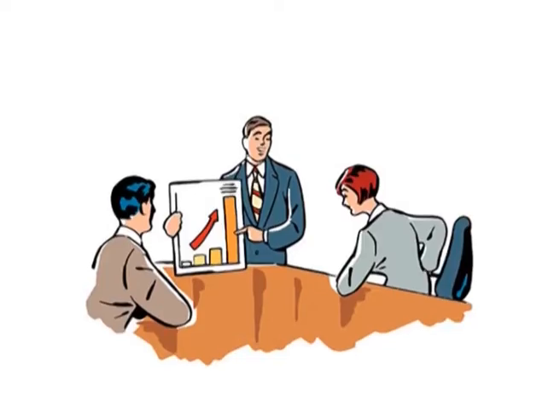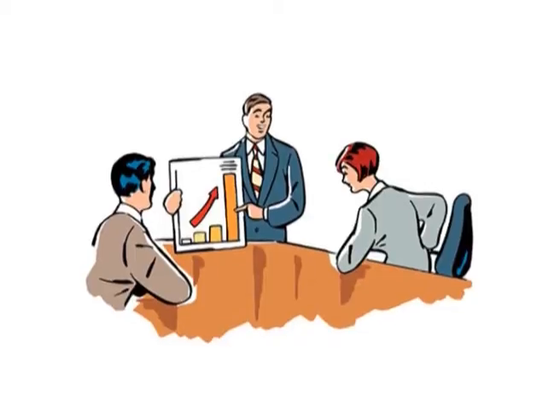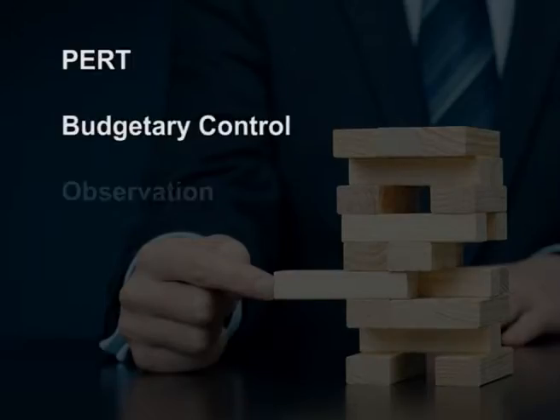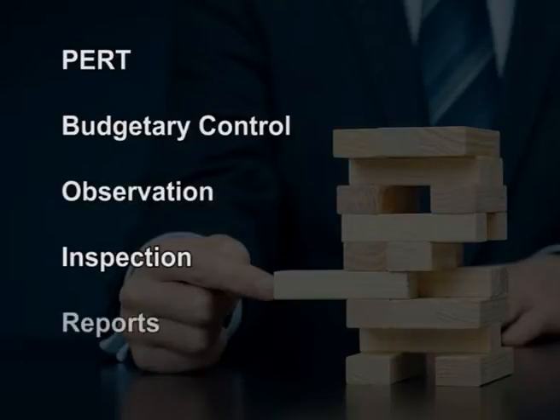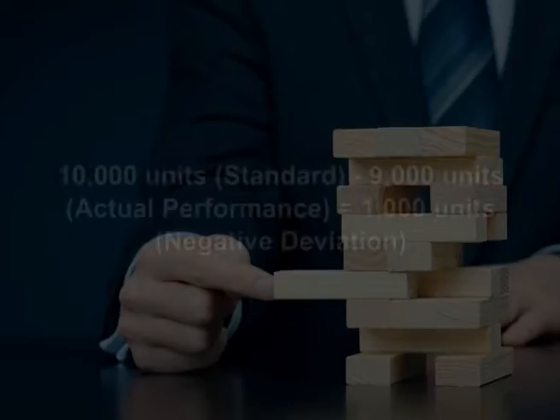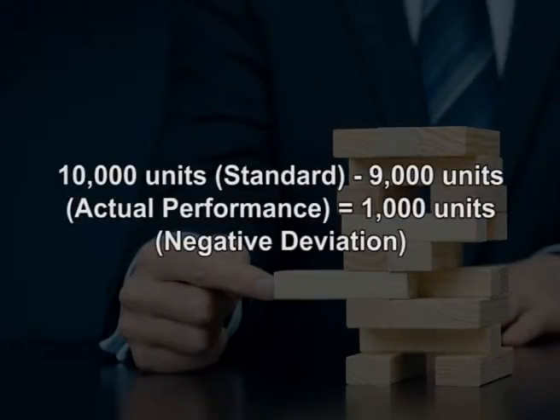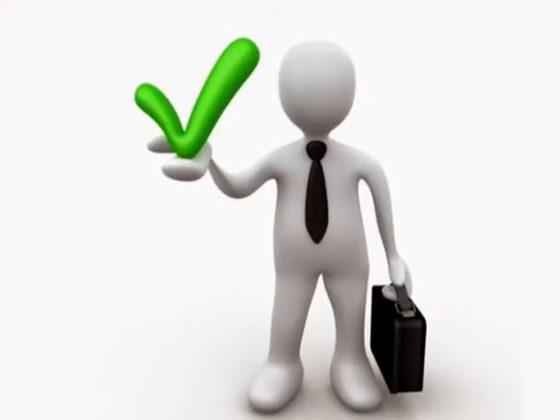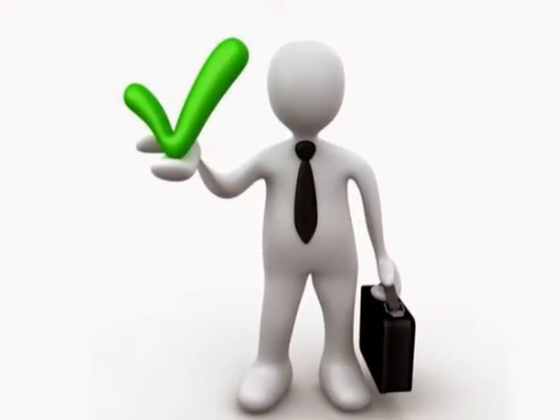Generally, minor or small deviations are ignored. However, major deviations should be immediately addressed and reported to the top management. PERT, budgetary control, observation, inspection, reports, etc. are some of the methods used for comparison. For example, 10,000 units, which is the standard, minus 9,000 units, which is actual performance, is equal to 1,000 units negative deviation.